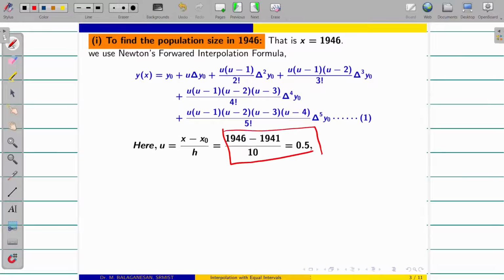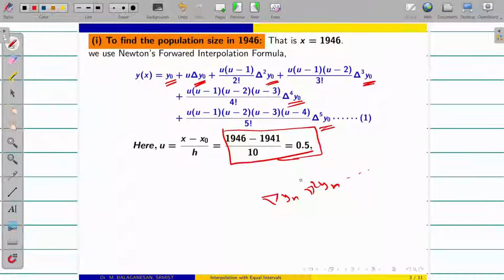Apart from that, everything will be easy. Everything you are going to take from the table itself: y naught, del y naught, del square y naught, del cube y naught, del power 4 y naught, and del power 5 y naught. Everything is the first value of the differences. Then you can ask the question, how can I find del y n, del square y n, del cube y n, etc.? It will be the last value from the table. The first value from the table gives the forward differences. The last value from the table gives the backward differences.